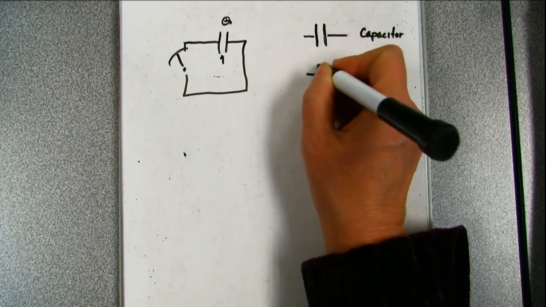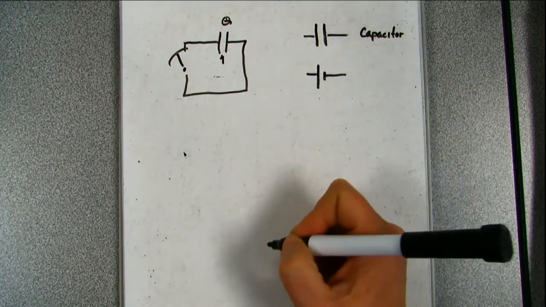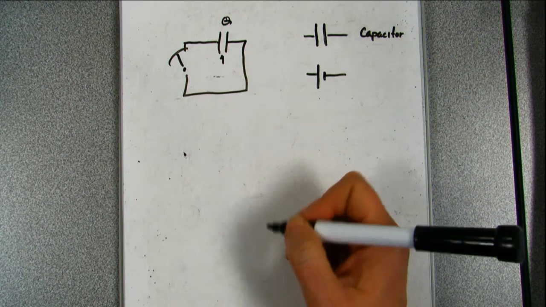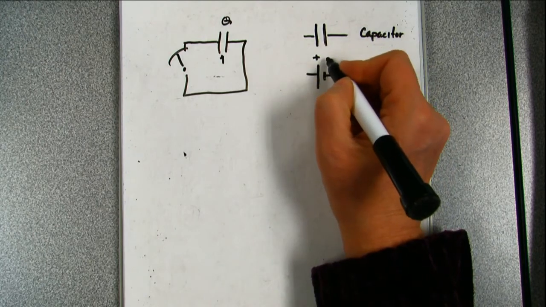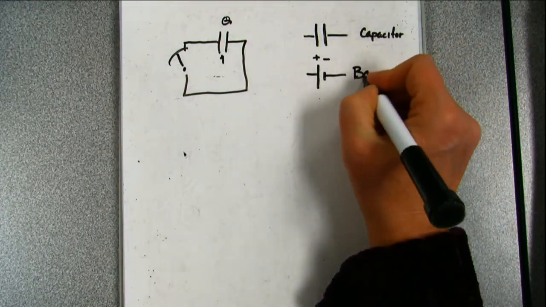And this is going to be a battery, because capacitors and batteries are similar. That's capacitor and battery. And generally the large side is the positive and the small side is the negative. So this is our battery.